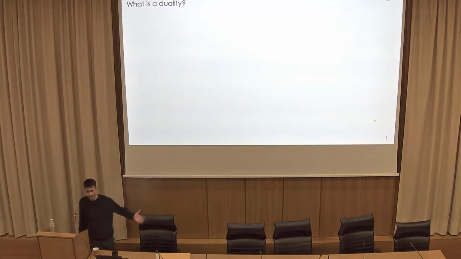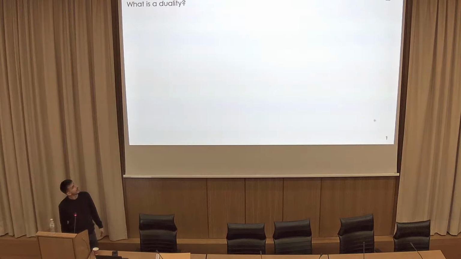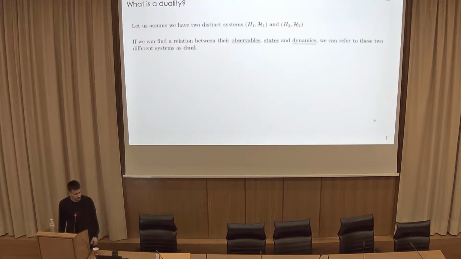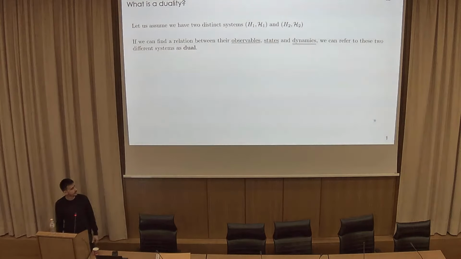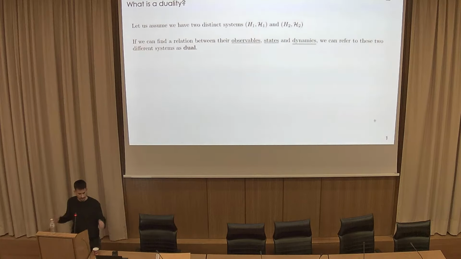So I will go five steps back, and I will ask what is a duality. A very simple way to think about it is to assume that we have two distinct systems that we can describe with two different Hamiltonians, H1 and H2. And if we can find some relation between their observable states and dynamics, then we could call the relation a duality.